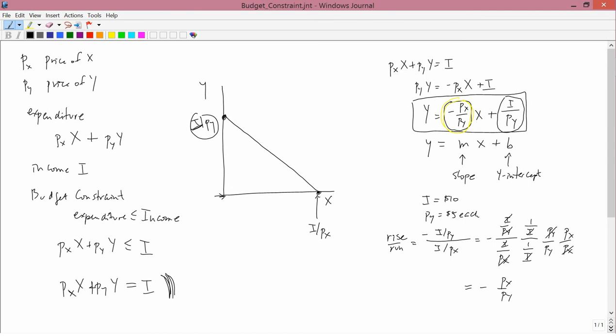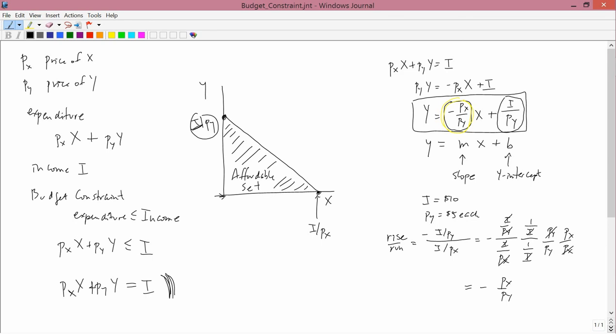The affordable set is the set of all points x and y that this consumer can afford to buy, and that's indicated by this set. In other words, it's on the budget constraint and below the budget constraint, closer to the origin than the budget constraint. That's a consumer's affordable set. And everything outside the affordable set is irrelevant to the consumer because he can't be there.